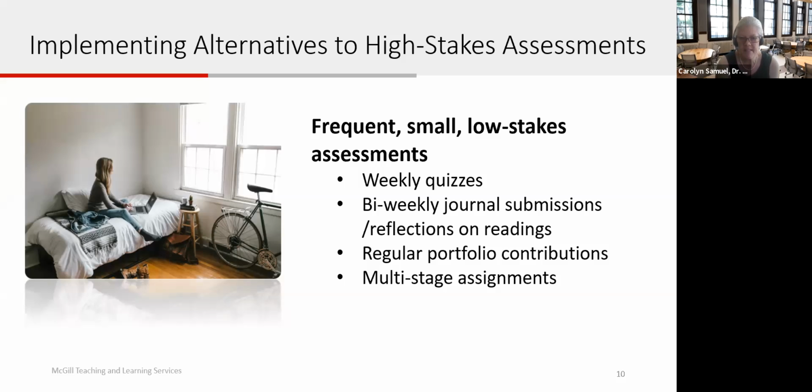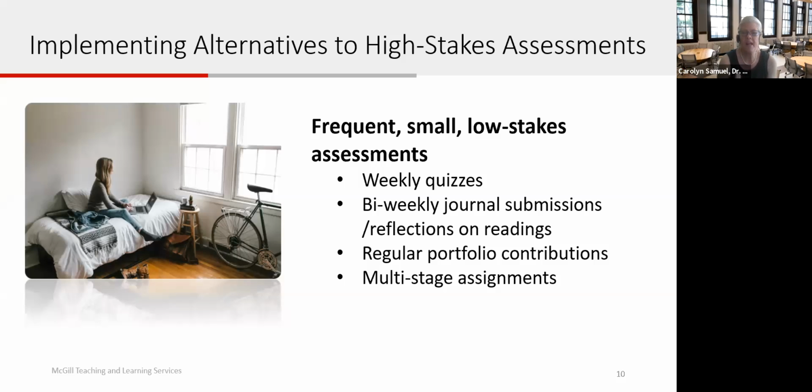And then we have multi-stage assignments. So multi-stage assignments are, let's think in terms of a term paper that can be broken down, and you might have students submit an annotated bibliography before they get going on the full-blown writing. Students might submit a prospectus for their paper. They might submit a working thesis. They might submit an outline, and all of this can be done at different stages throughout the semester.